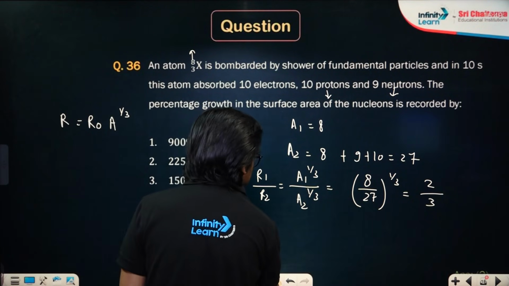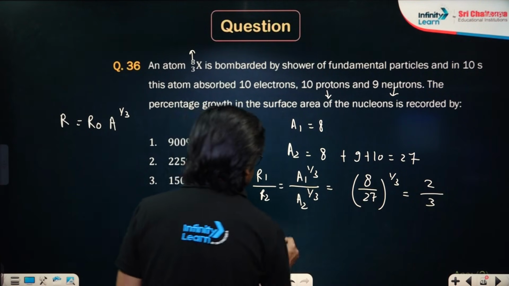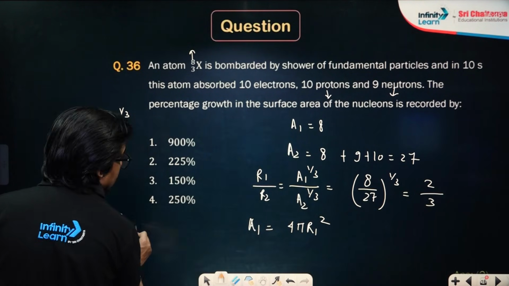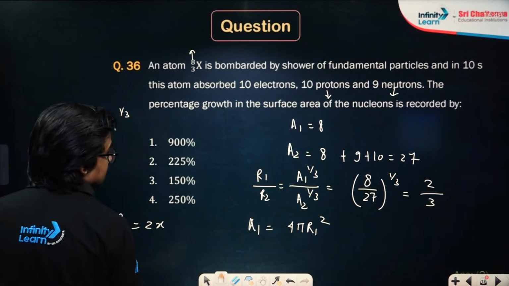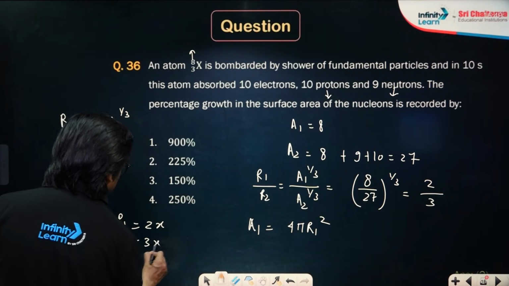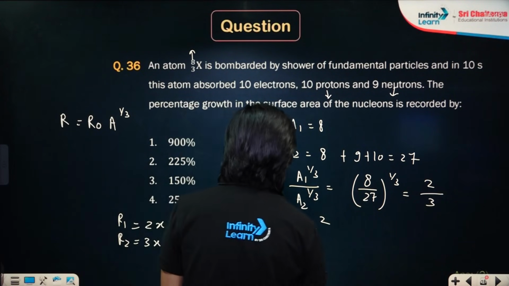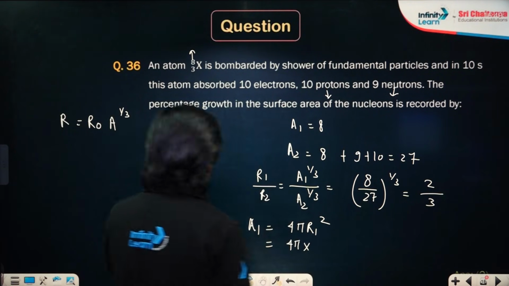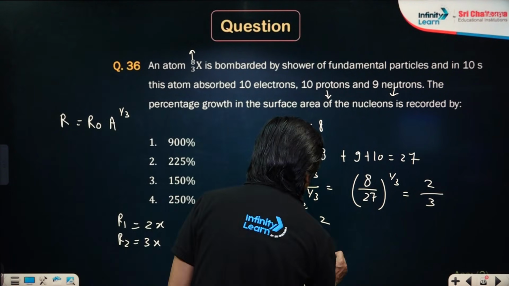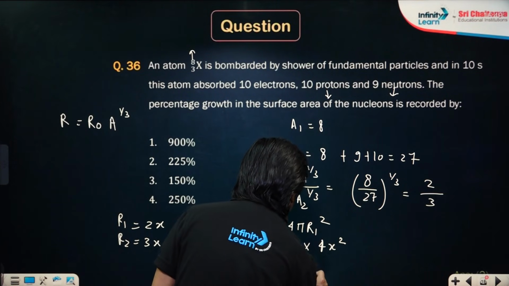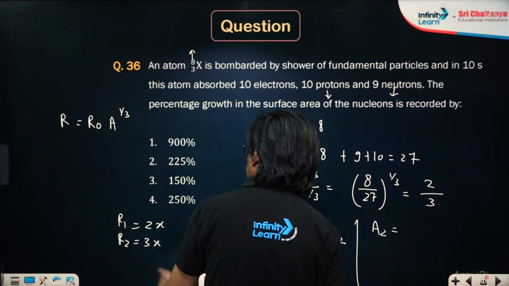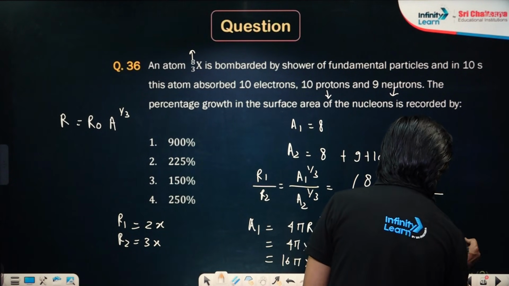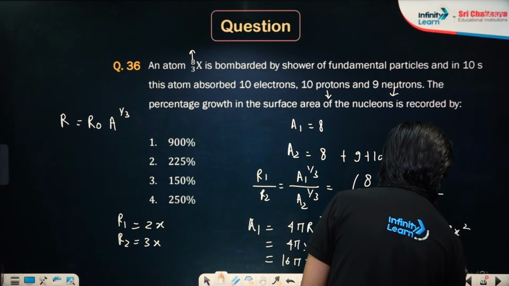Now the surface area in the first case is just equal to 4 pi R1 square. Let us take R1 to be 2x. In that case, R2 is equal to 3x. So A1 will give me 4 pi into R1 square is 4x square, so that is just 16 pi x square. Likewise, you can calculate A2. This is equal to 4 pi into R2 square. R2 square is 9x square. So this is just 36 pi x square.